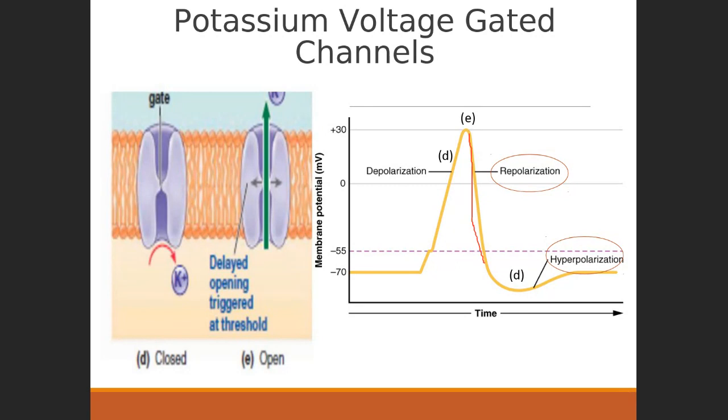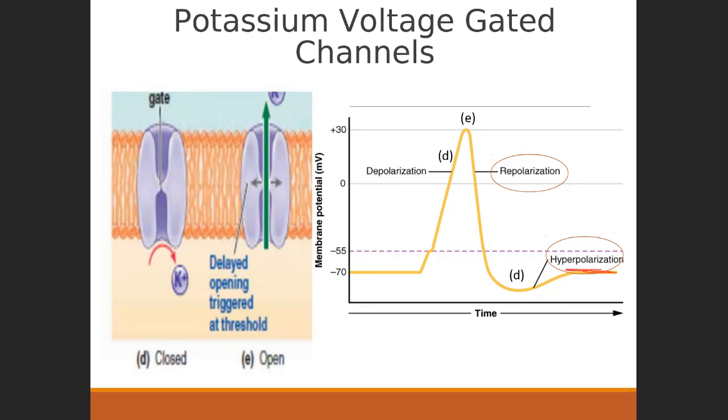Because of that, you get a few extra potassiums that sneak through while the door is closing, and we actually overshoot minus 70. We hit down here to maybe minus 80 or so. We call this dip our hyperpolarization period, until finally that potassium equilibrium is sorted back out and we wind up right back here at minus 70 again.